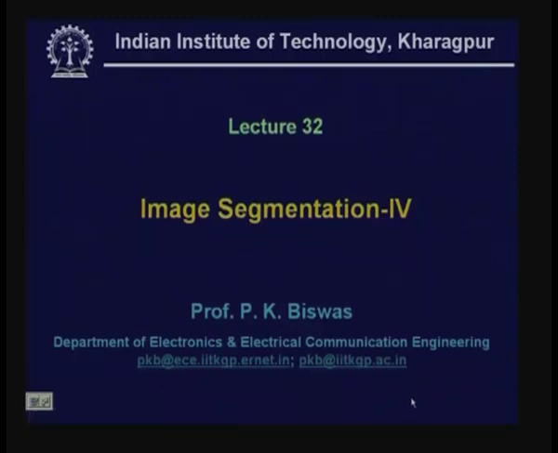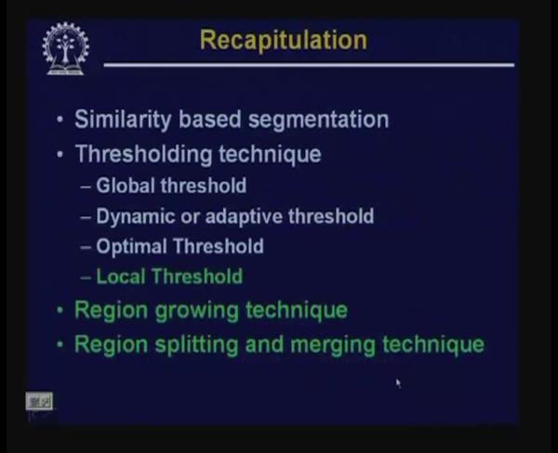So, we have seen that in similarity based image segmentation operation, there are mainly three approaches. One of them is the thresholding based technique, where you can go for either global thresholding or dynamic or adaptive thresholding or optimal thresholding or local thresholding.